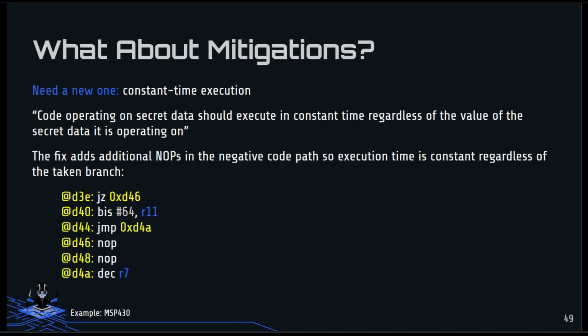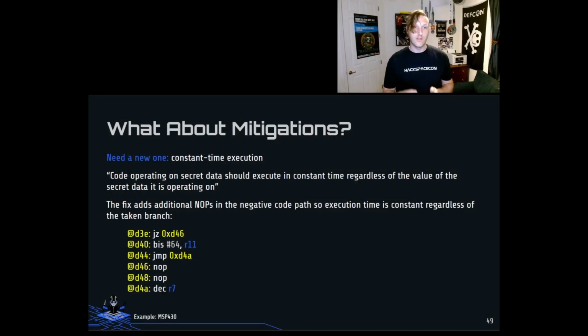We really need a new one for this, and this is an important one, especially with even modern CPUs. As we look at the different things that have happened with side channels, Spectre, Meltdown, this bootstrap loader look, we need to understand the concept of constant time execution. That is to say that whenever you have code that's going to operate on secret data, it has to execute in constant time regardless of the value of that secret data it's operating on.